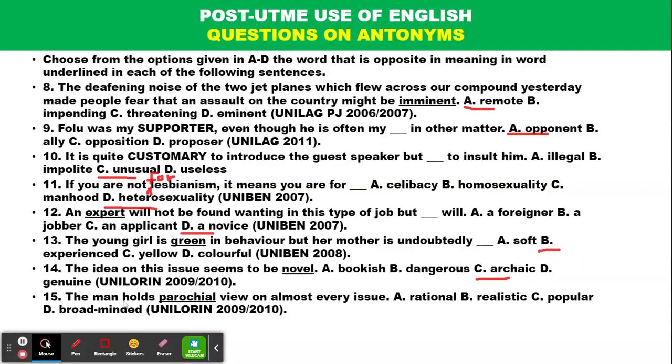Then 15: the man holds a parochial view on almost every issue. The word underlined here is parochial. Parochial means narrow-minded. So we are going to look for the opposite. A, rational. B, realistic. C, popular. D, broad-minded. Of course, the correct option is broad-minded. You are either broad-minded or you are narrow-minded, and when you are narrow-minded, then you are parochial in your view. Again, this is taken from Uni Ilorin 2009/2010. And this brings us to the end of today's class.